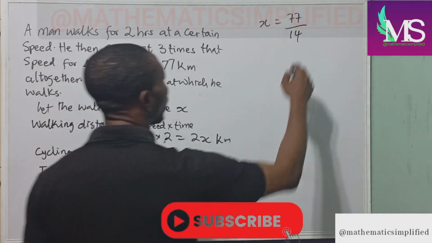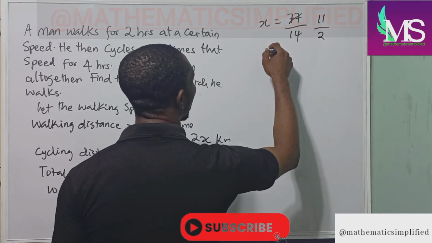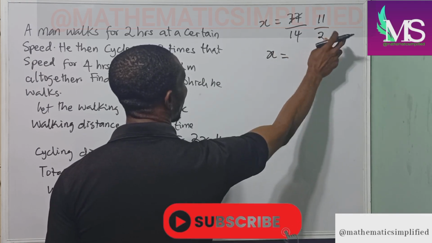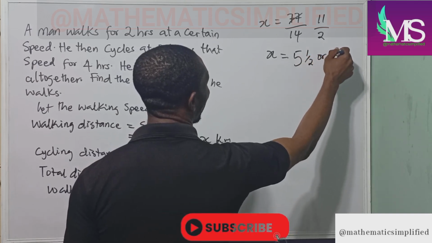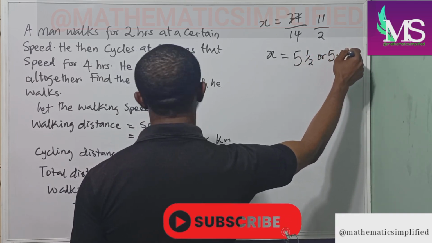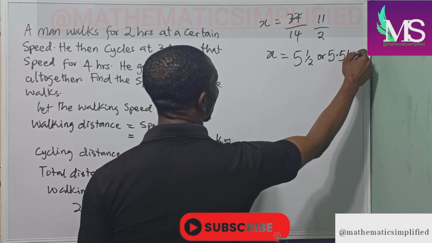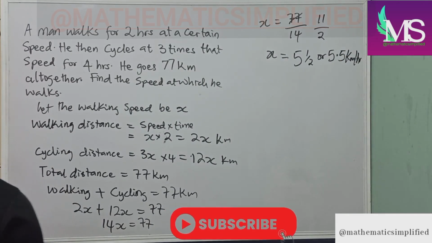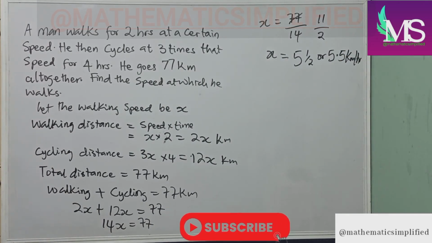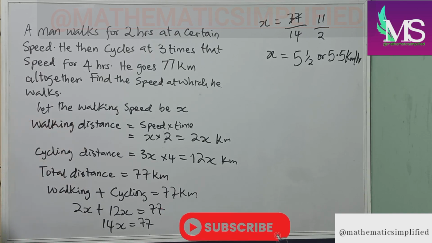Alright, now when we break it down, this will give us 11 over 2, which gives x equals 5 and 1 over 2, or 5.5 kilometers per hour. Okay, so that will be the value of our x, which is his walking speed.